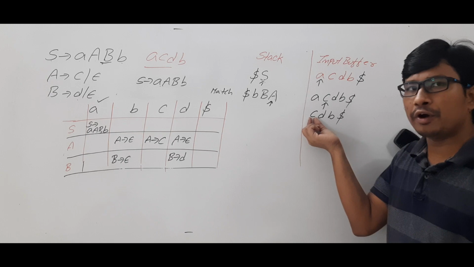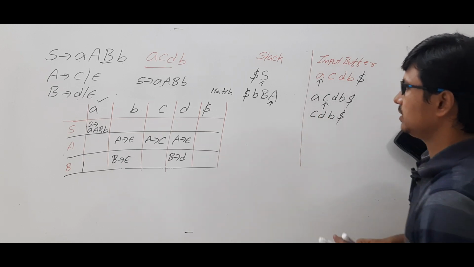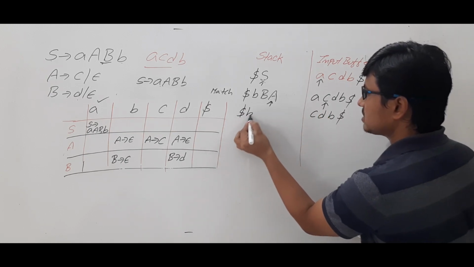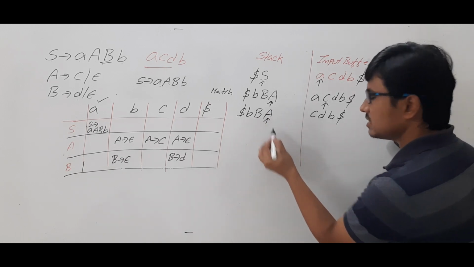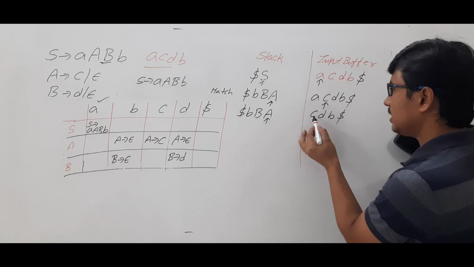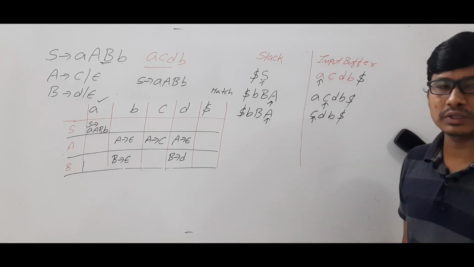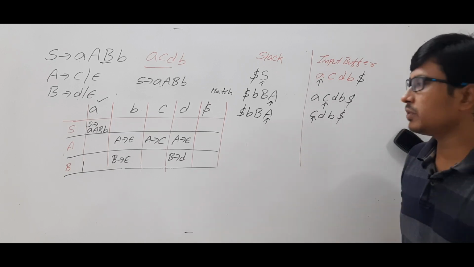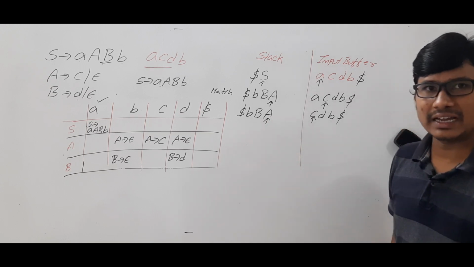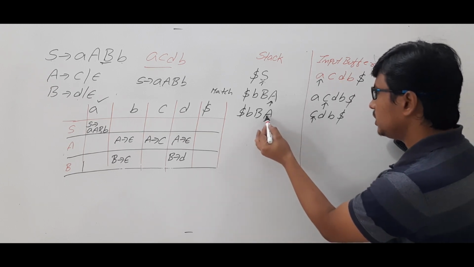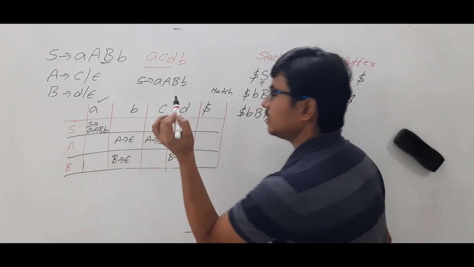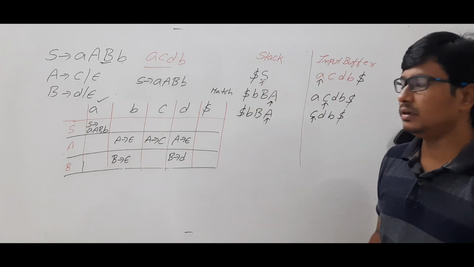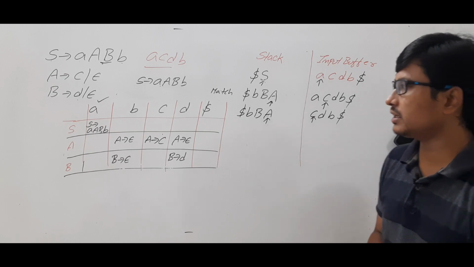So now your input pointer is pointing to the C. Is it clear? Now your stack consists of B, B, A. Now your top of the stack is a non-terminal and your input pointer is pointing to this one. What should you do? Whenever the top of the stack is a non-terminal, then you need to look at A and C in the LL1 parsing table. Is it clear? Are you able to understand it or not?